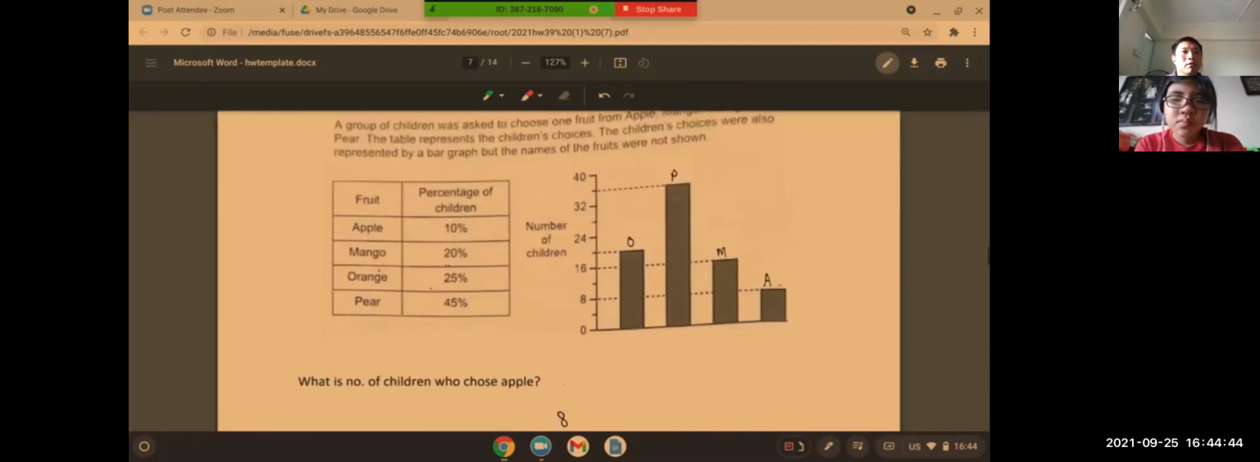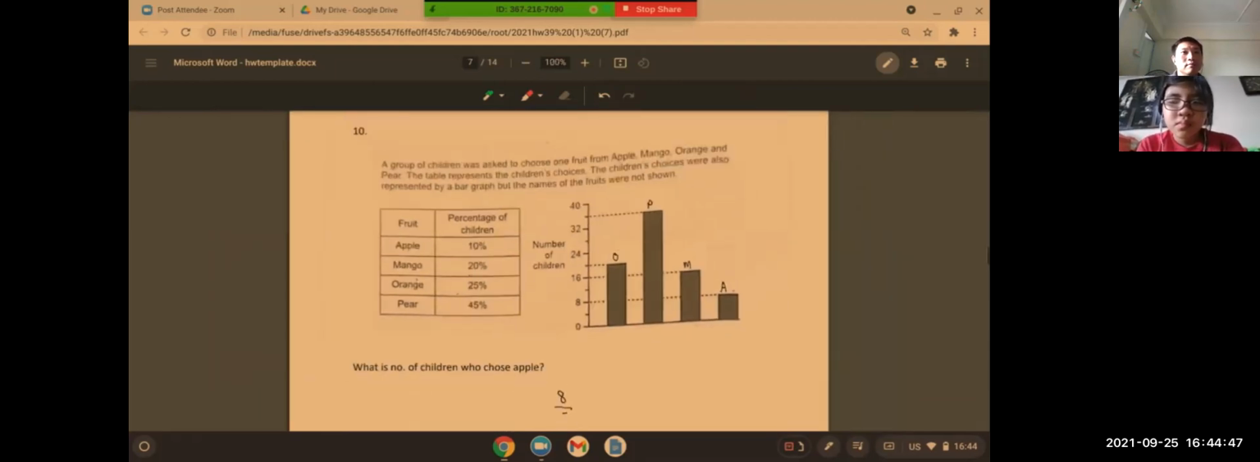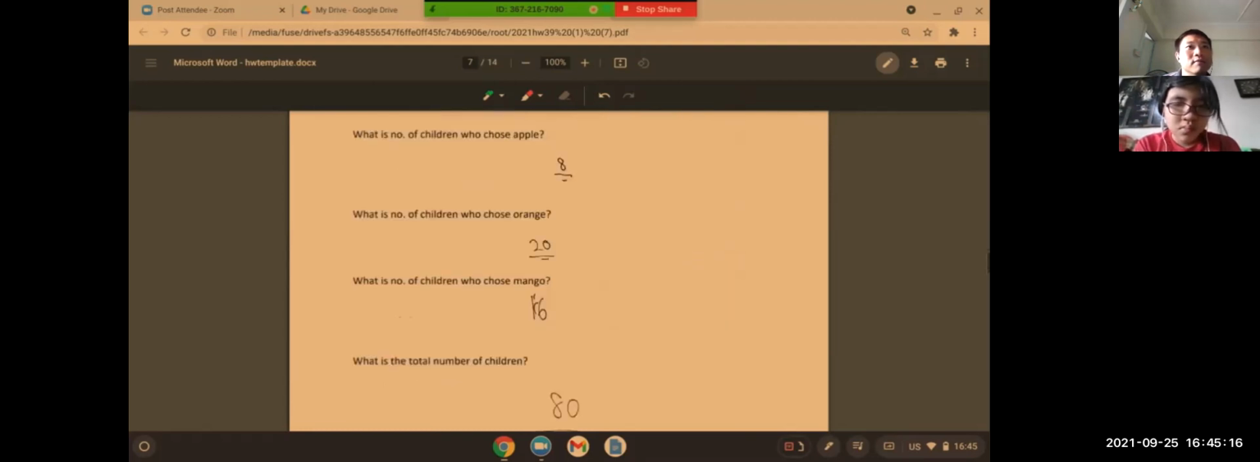Okay, what's the number of children who chose apple? Wait a moment. Which one is apple? Which one is orange? Which one is which? How do you decide? You teach me how you decide. The largest is the tallest one. Okay, that's a smart way. So what is the number of children who chose apple? Eight. Very good. Next question.